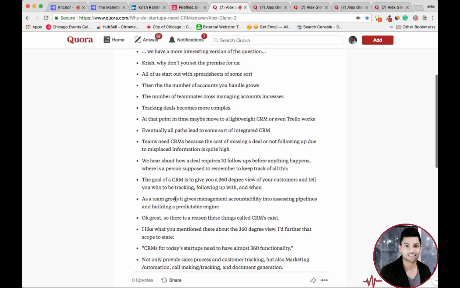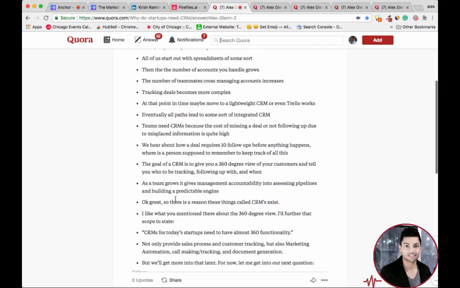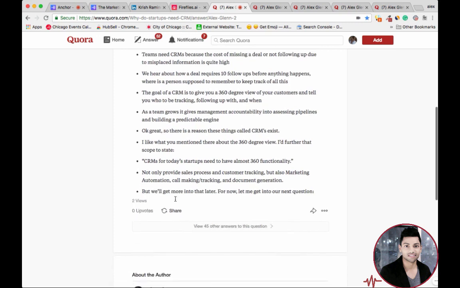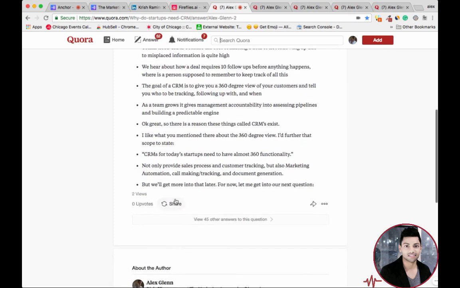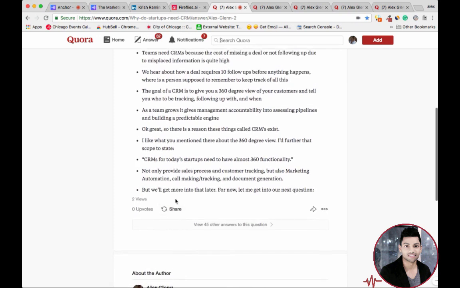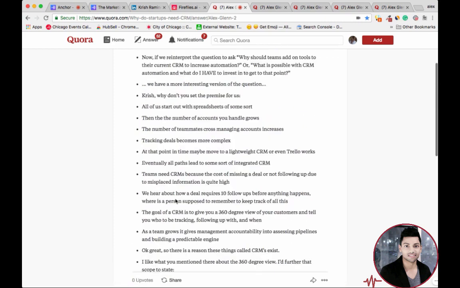Teams need CRMs because the cost of missing a deal or not following up due to misplaced information is quite high. Imagine not having followed up on a deal because that information just wasn't in a documentable place. And that could cost you $10,000, $100,000, $1 million. And it's a lot of missed opportunities. So people can't risk that. And that's where CRMs have such a huge importance.